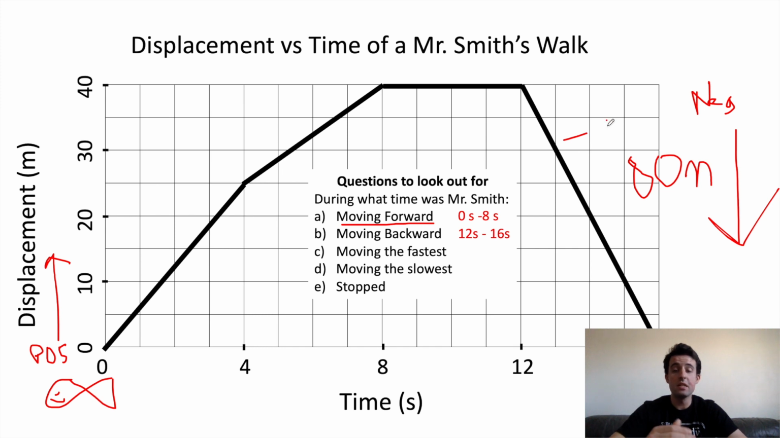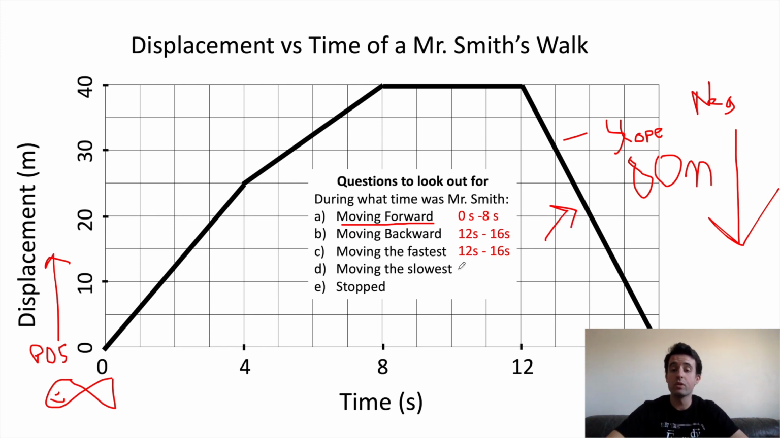For questions C and D, moving the fastest versus moving the slowest, this is going to be an issue of steepness. So this is going to be not just slope, but absolute value of slope. So we want the slope that's either the greatest number, whether that's positive or negative, for moving fastest, and then the slowest slope would be the number that's closest to 0. So for question C, moving the fastest, I was moving the fastest between 12 and 16 seconds. Even though I was moving backwards, I was still moving the fastest.